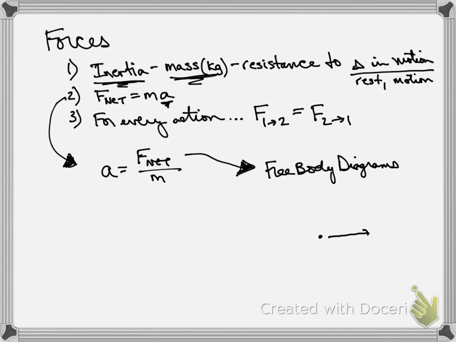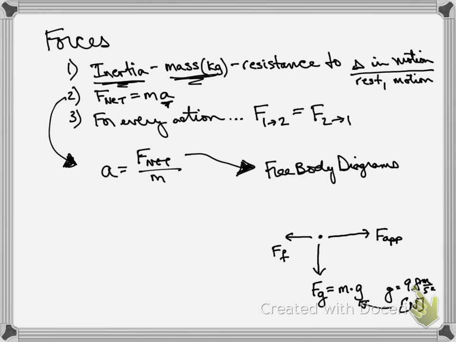So free body diagram, basically you represent an object as a dot, and then you draw all the forces on it. So let's say you have some applied force to the right, maybe you have friction to the left, you have weight, which is force due to gravity acting downward. The way we calculate this is just the mass times gravity, and remember gravity is 9.8 meters per second squared. That'll give us an answer in newtons, by the way, for force. All of our forces are going to be in newtons.